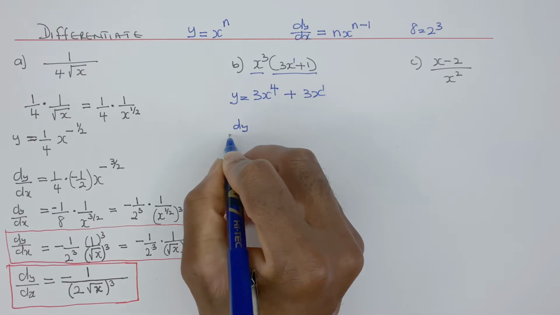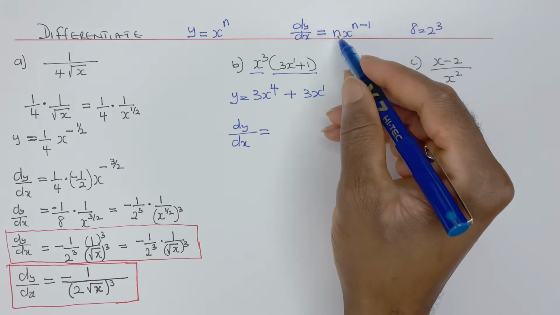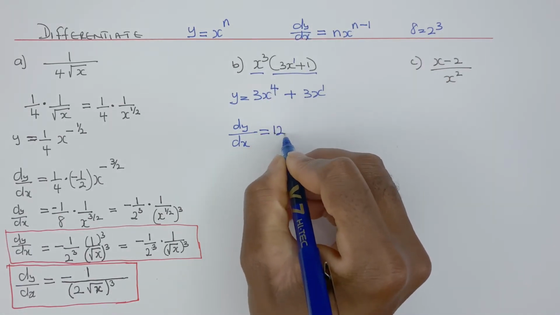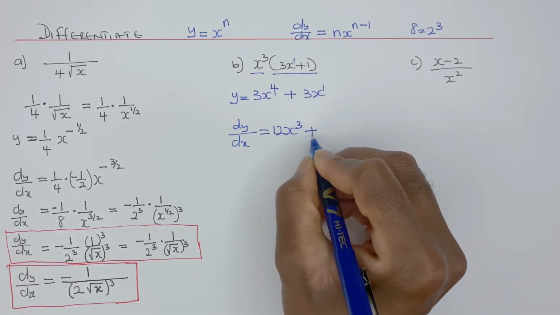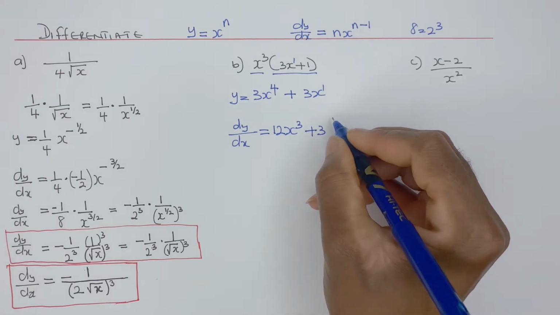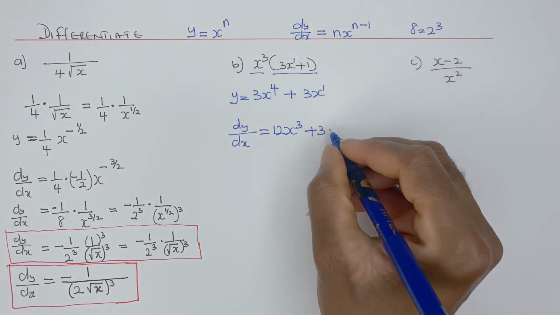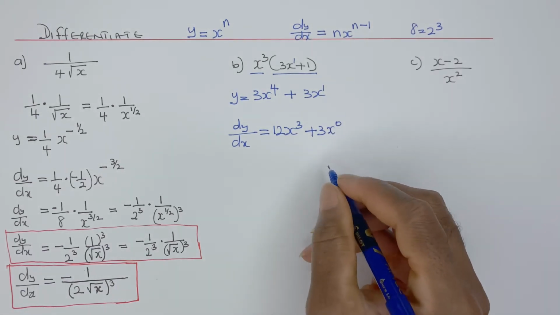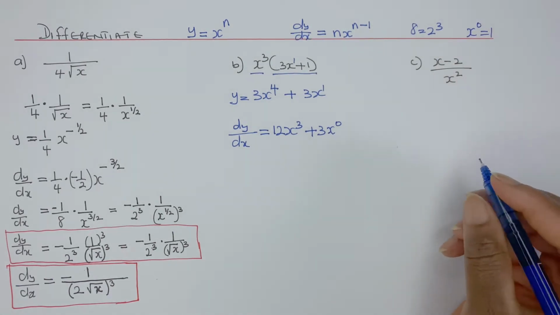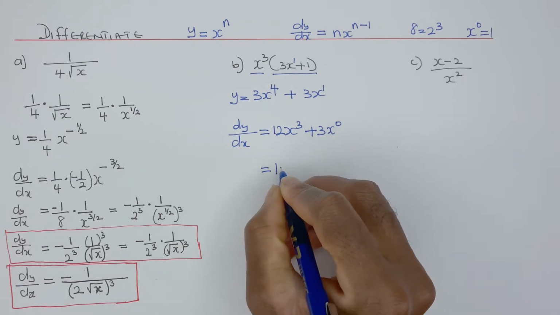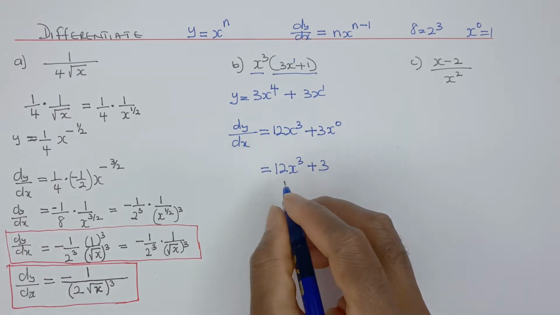Now that's your y. So don't forget that's x to the power 1. So dy/dx will be, n is 4. So 3 times 4, that's 12, x to the power 4 minus 1, that's 3, plus 1 times 3, that's 3, and 1 minus 1 would be 0, so that would be x to the power of 0. Just to remind you, x to the power of 0 equals 1. Anything to the power of 0 is 1, and that will be 12x cubed plus 3.